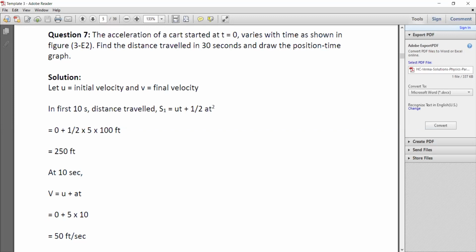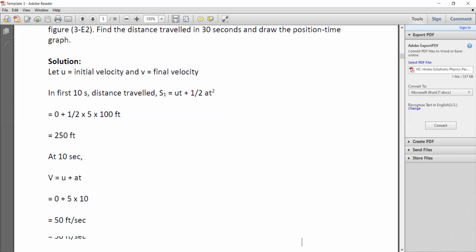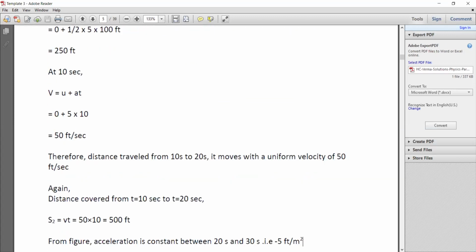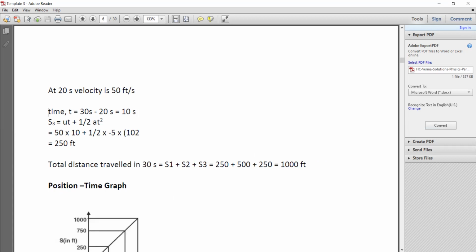v equals u plus at equals 0 plus 5 times 10 is equal to 50 feet per second. Therefore, the distance traveled from 10 s to 20 s, it moves with a uniform velocity of 50 feet per second. Again, the distance covered from t equals 10 s to t equals 20 s, s2 equals vt is equal to 50 times 10 equals 500 feet.